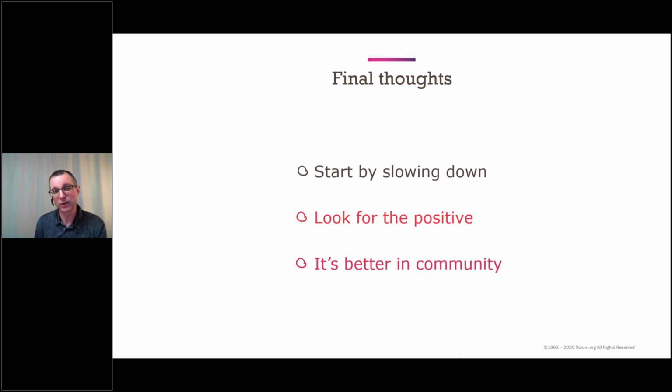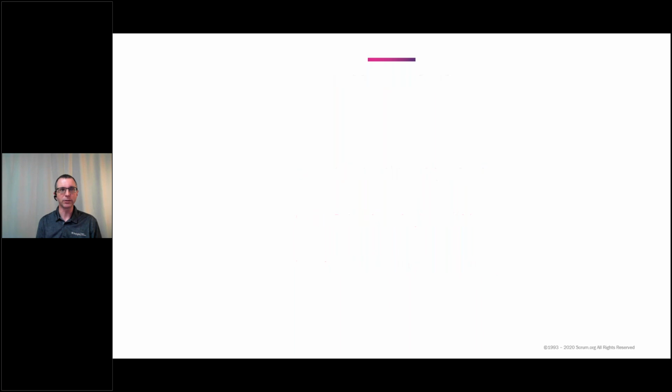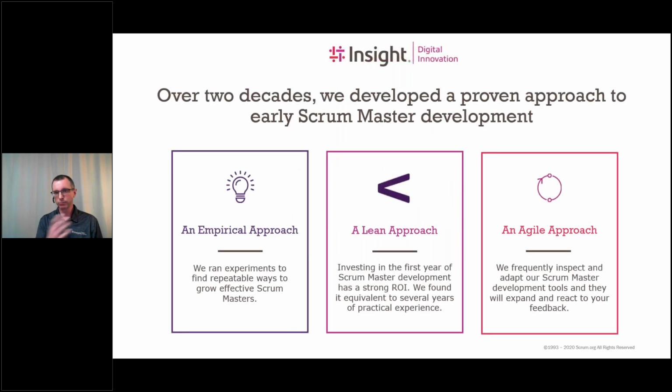And as I've said, it's better in community. Having people that you're doing this with, that you're learning from, will help you become more self-aware if you want to learn that way. And it's a tremendous self-awareness tool so that you can be better others-aware so that you can take better actions. And that's what we've discovered by doing this type of thing in our Scrum Master development program, which is empirical and lean and an agile approach for us.